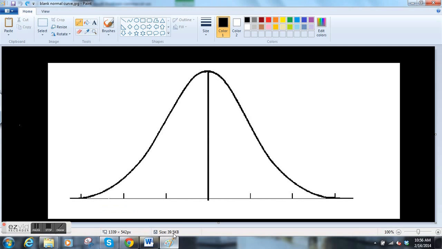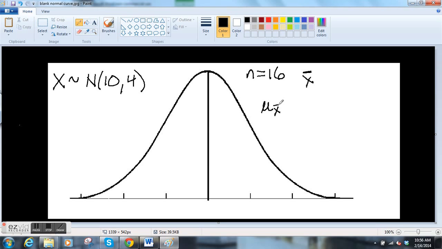So here's our little paint picture. This is the population, is normally distributed with a mean of 10 and a standard deviation of 4. But the question is, if we take samples of size 16, what does the distribution of x bar look like? Well, here's our rules, here's how we use them.